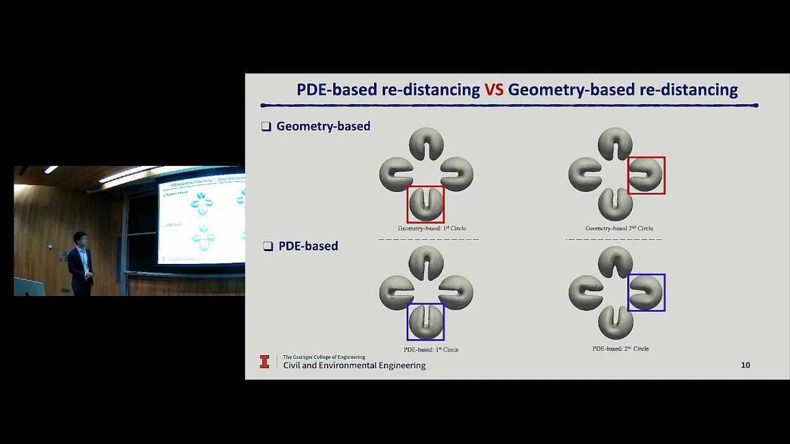So here is the comparison. Barely, I would say the performance is almost equivalent. However, if you take a closer look at those boxes I'm highlighting here, you will see a little bit of an edge for the geometric redistancing. Now let me show you another problem.